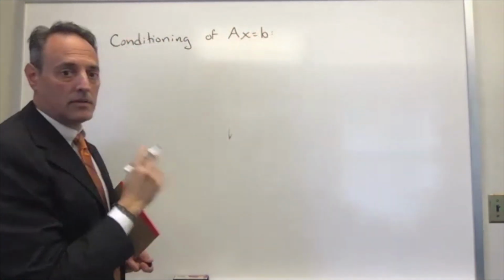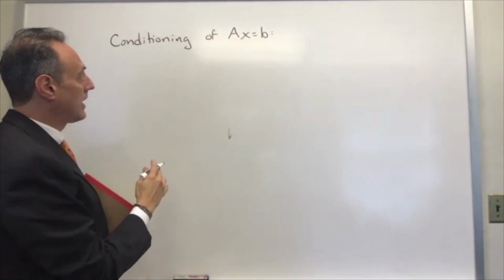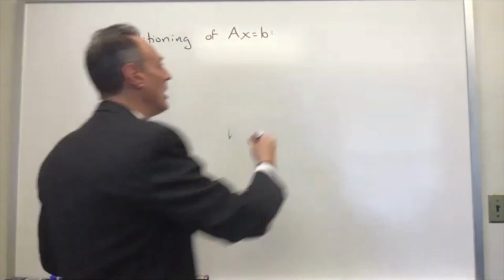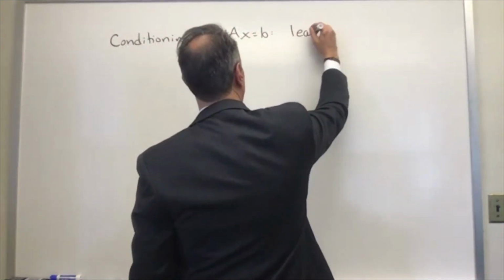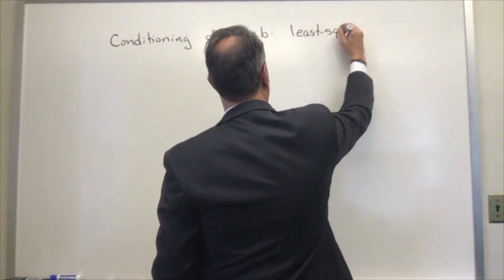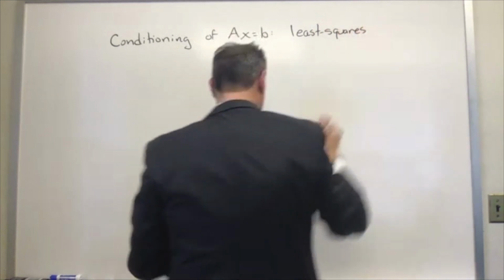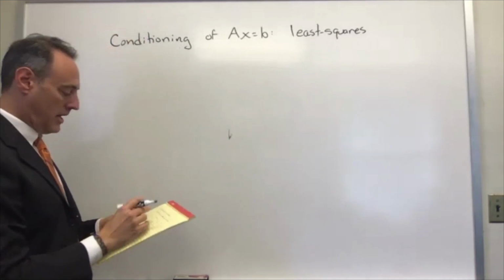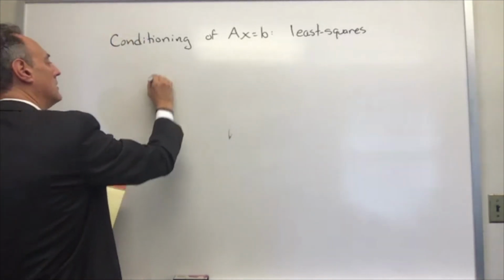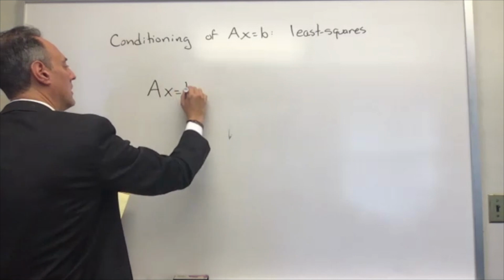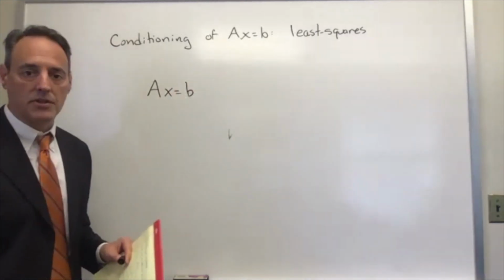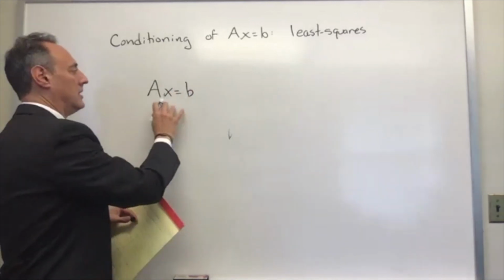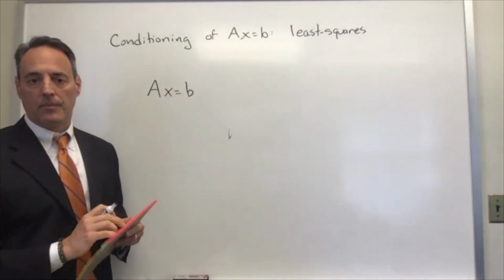In particular, we're going to consider the conditioning of AX equal to B, and this is going to be a least squares problem, the way we set it up. So AX equal to B is what we want. I want to solve this. And we've already talked about solving this. It's the basic operation you have in linear algebra, AX equal to B, right?